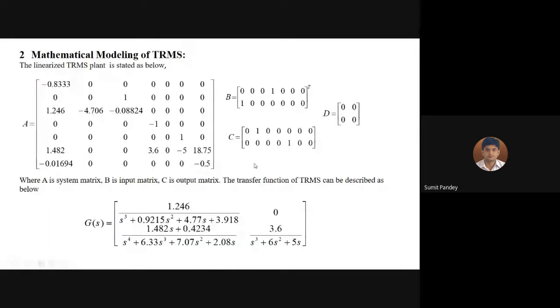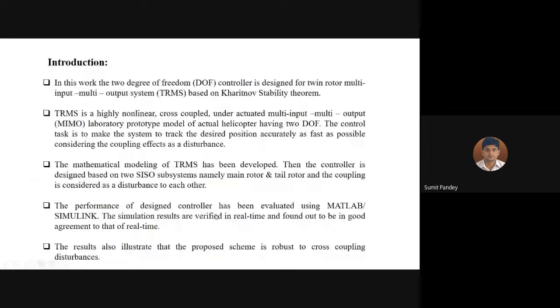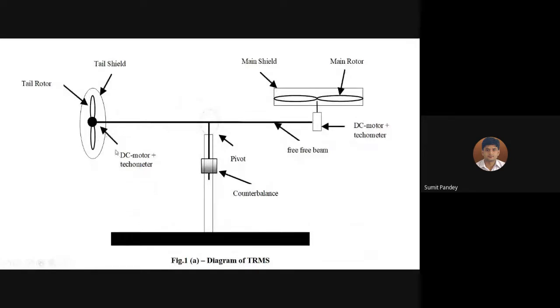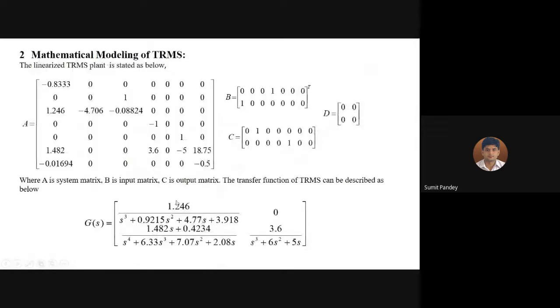Now this G22, that is 3.6 upon s cube plus 6 s square plus 5 s, is the transfer function for the tail rotor. So our objective is to control this main rotor as well as the tail rotor. So we will take the plant as the main rotor plant for this and the tail rotor plant for this.